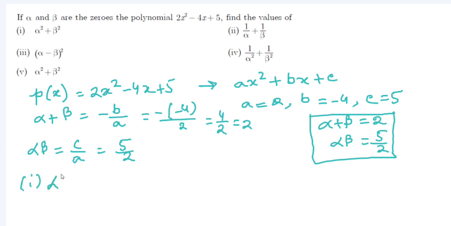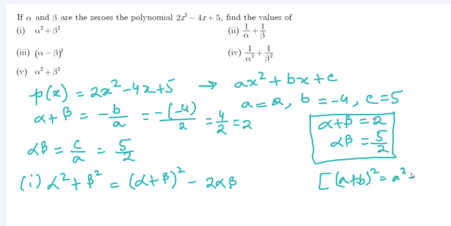Now here they are asking alpha square plus beta square. So alpha square plus beta square is alpha plus beta whole square minus 2 alpha beta. Let me remind you why I have written this, because we know that a plus b whole square equal to a square plus b square plus 2ab, right? So that means if we shift the side, then a square plus b square will be equal to a plus b whole square minus 2ab, isn't it? So that's why I have written like this.